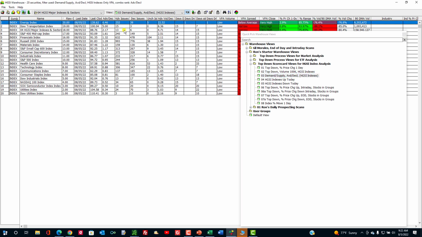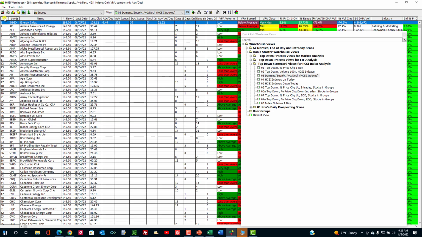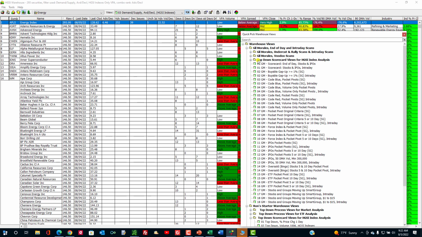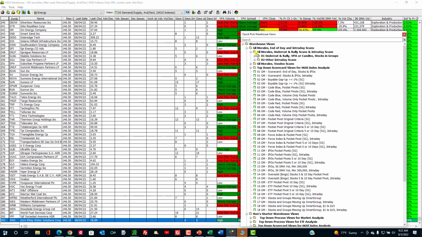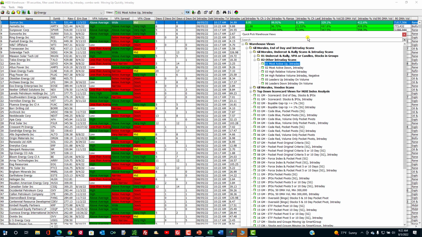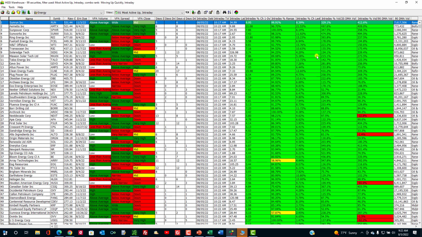Now I'm going to go to the energy sector. I'm going to right mouse click, change to the index group, and I'm going to go up into Gil's files under the undercut and rally scans. I'm going to go to other intraday scans. I'm going to click on most active intraday. This shows me out of this group that these stocks are the most active in the energy sector.